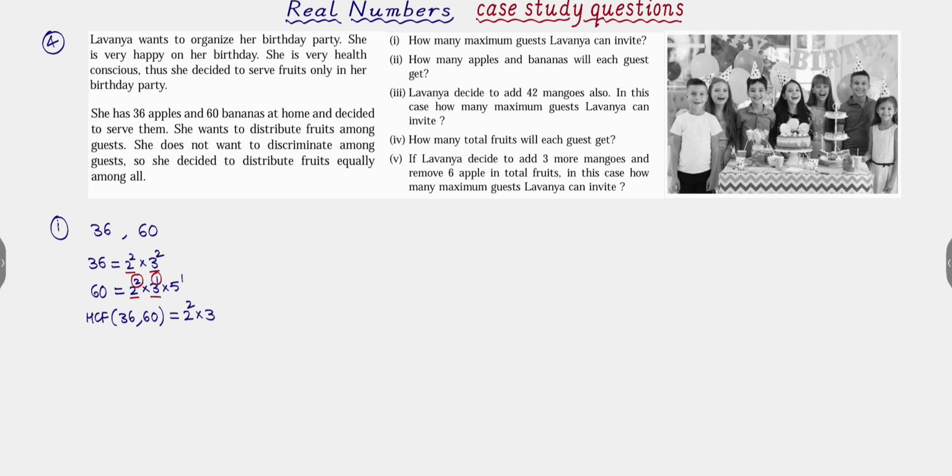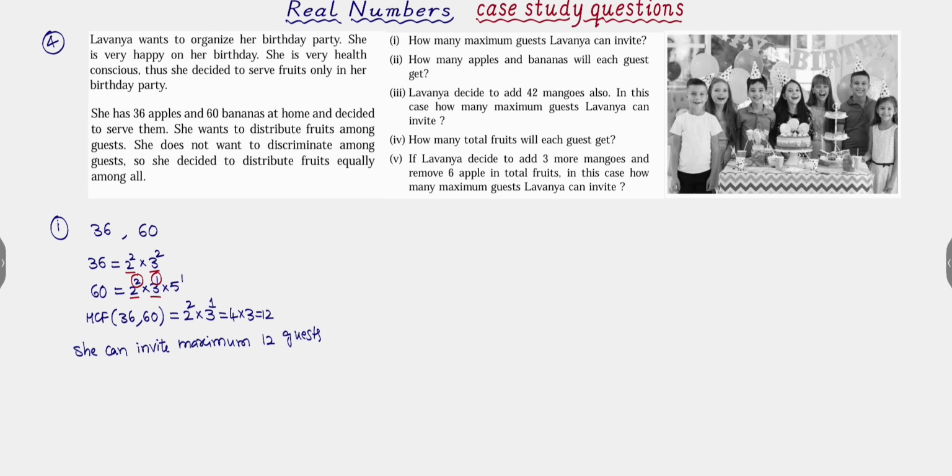Here 1 is there, so the lowest power of 3 is 1. So 2 power 2 into 3 power 1 is 4 into 3, which is 12. So she can invite a maximum of 12 guests so that she can distribute fruits equally.